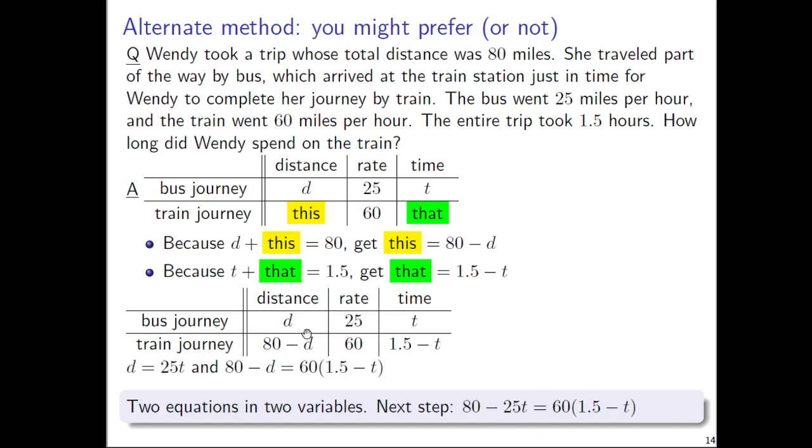A couple other comments, I guess, is that you should practice this method, but when you get comfortable with it, you'll perhaps get to a point where you don't write like d plus this equals 80. You might just stare at your table and say, oh, if one distance is d, and I know the two distances need to add up to 80, the other distance should be 80 minus d.